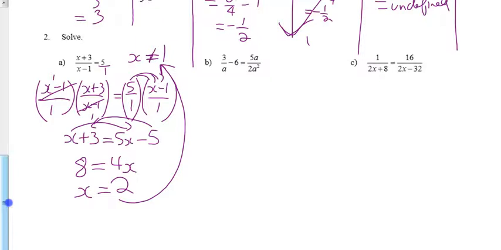We check the x equals 2 against the restriction. It's not a restriction. If we want to check, 2 plus 3 is 5. 2 minus 1 is 1. 5 over 1 is 5 over 1. So it checks, right?